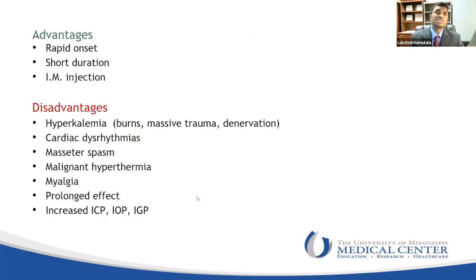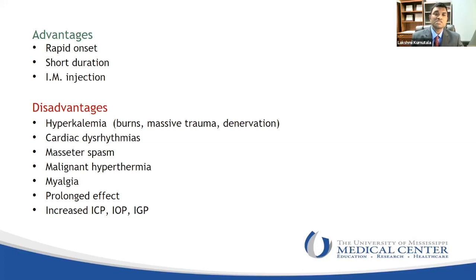The advantages of succinylcholine are the rapid onset and shorter duration of action. If a patient doesn't have any intravenous access, you are still able to give the dose intramuscularly, but the dose needs to be doubled. The disadvantages of succinylcholine are that it produces hyperkalemia, like 0.5 to 1 milliequivalents per deciliter, especially in patients with previous burns, massive trauma, denervation injuries, and sepsis. There is a higher chance of increase in the potassium levels.